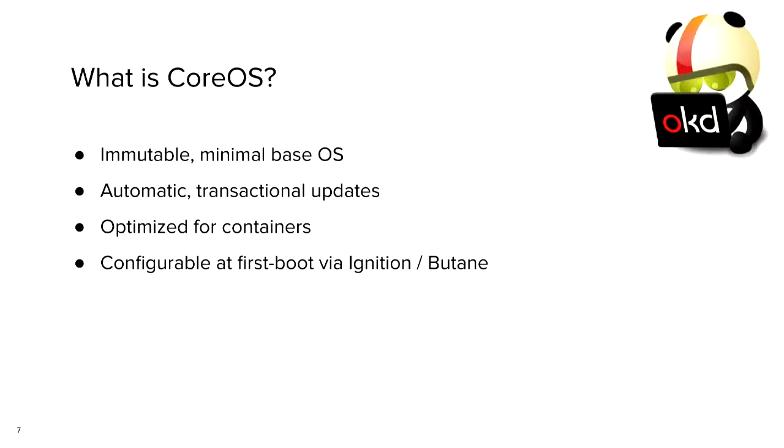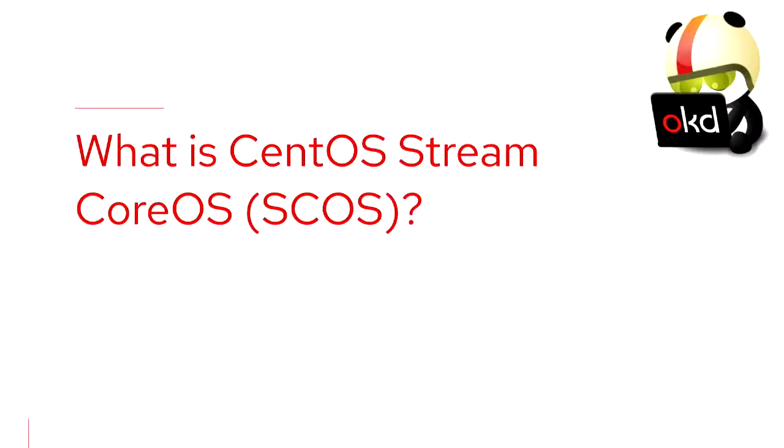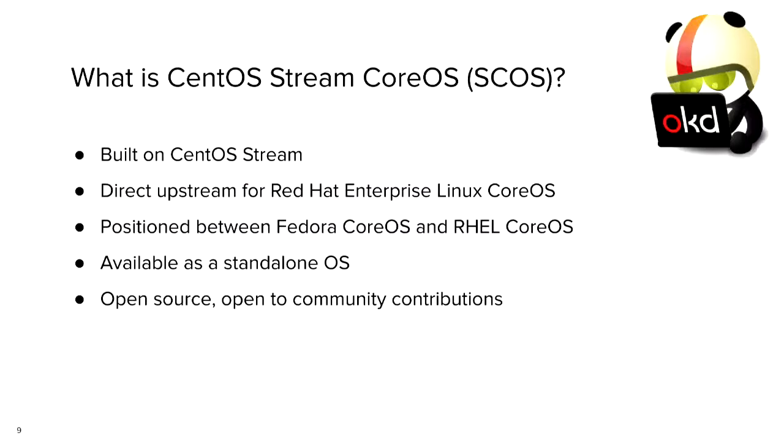You can configure it at boot time using Ignition or Butane, which is kind of a slightly higher level version of that. And so the two kind of intersect with CentOS Stream CoreOS, or SCOS. I'm just going to call it SCOS. Basically, just like how Fedora CoreOS is CoreOS built on top of Fedora, SCOS is essentially the same thing with a CentOS base instead.